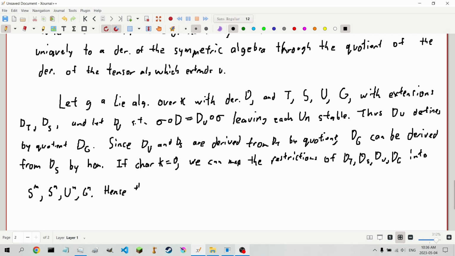Hence the canonical isomorphism, which I believe was the Poincare-Birkhoff-Witt theorem, which is a canonical isomorphism from the symmetric algebra into the universal algebra, maps derivation of S into the derivation of U, since all of the substructures map as we'd want.